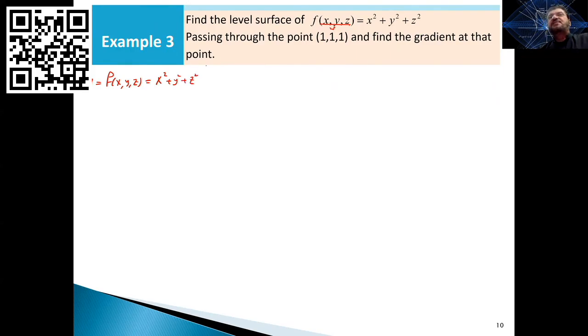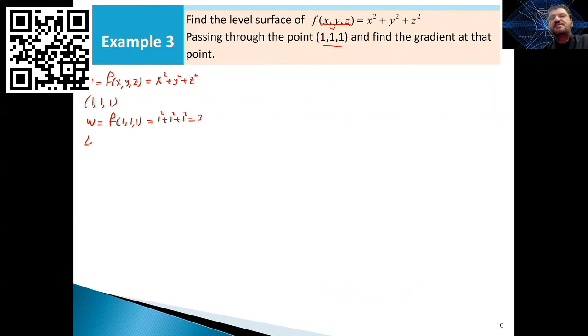Now, he says, find the level surface that passes through the point 1, 1, 1. So the point now is 1, 1, and 1. I will plug it into the function. So W is equal to what? F of 1, 1, and 1. It's equal to 1 squared plus 1 squared plus 1 squared, which is 3. So now W is 3.